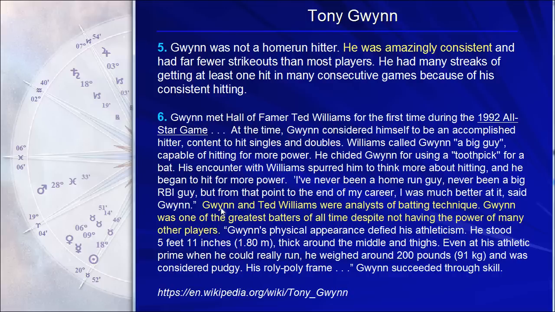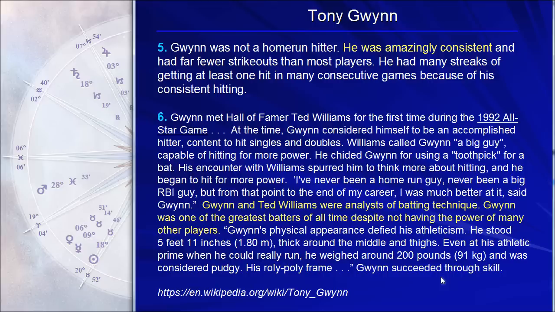So I put here in yellow my comment. Gwynn and Ted Williams were analysts of batting technique. Gwynn was one of the greatest hitters of all time, despite not having the power of many other players. And this quote is really amazing. Gwynn's physical appearance defied his athleticism. He stood 5 feet 11 inches, thick around the middle and thighs, even at his athletic prime. When he could really run, he weighed around 200 pounds. It was considered pudgy. His roly-poly frame, blah, blah, blah.